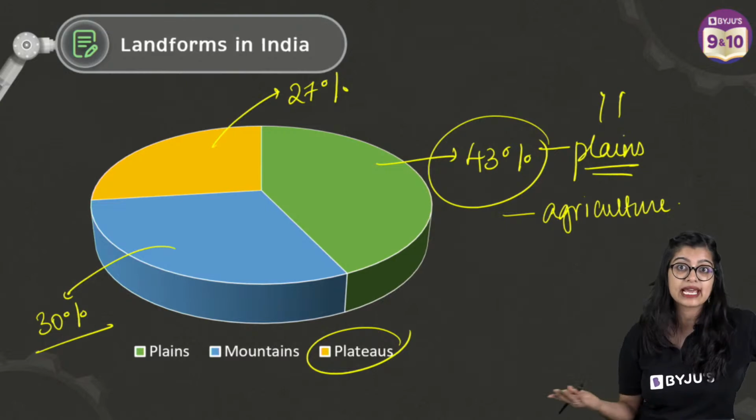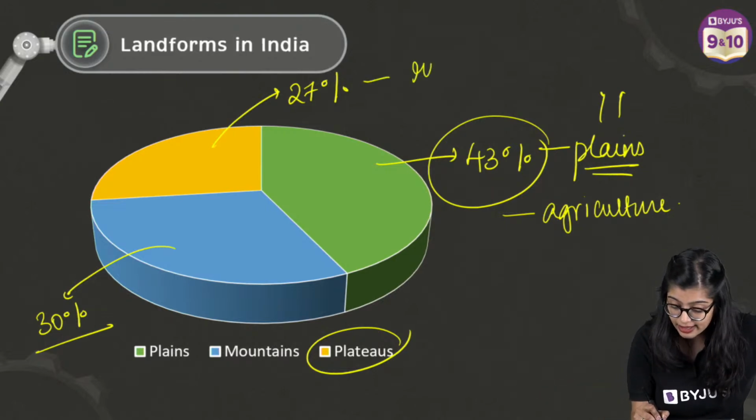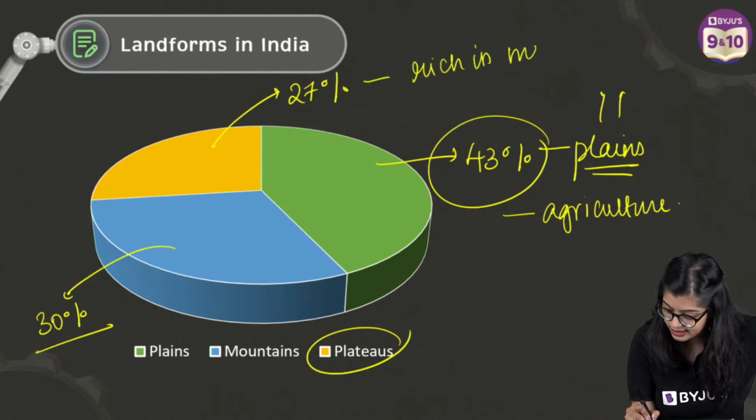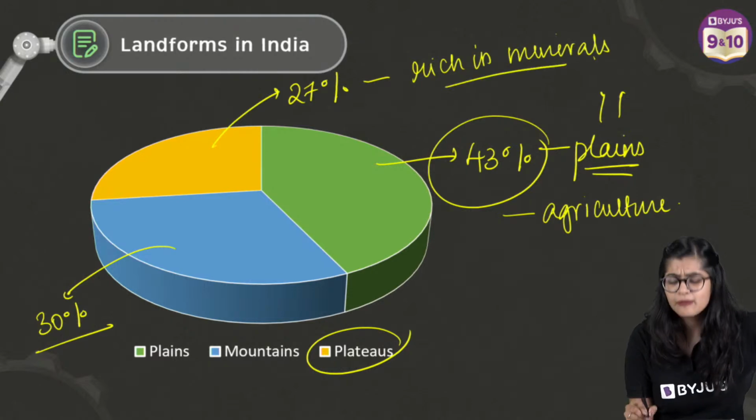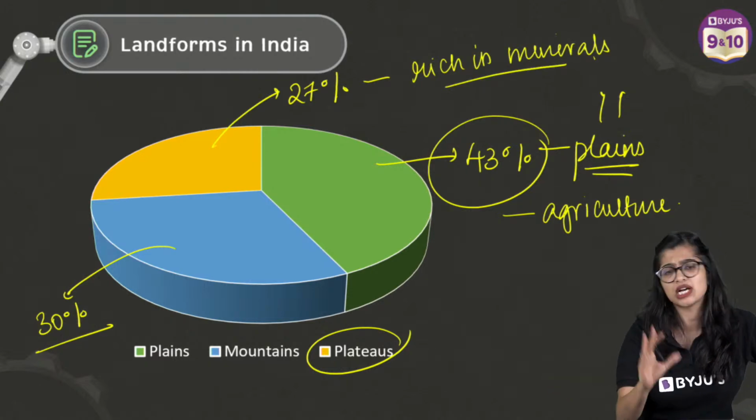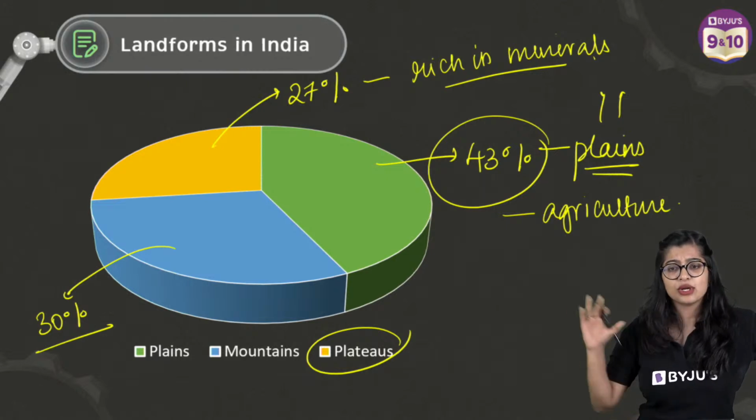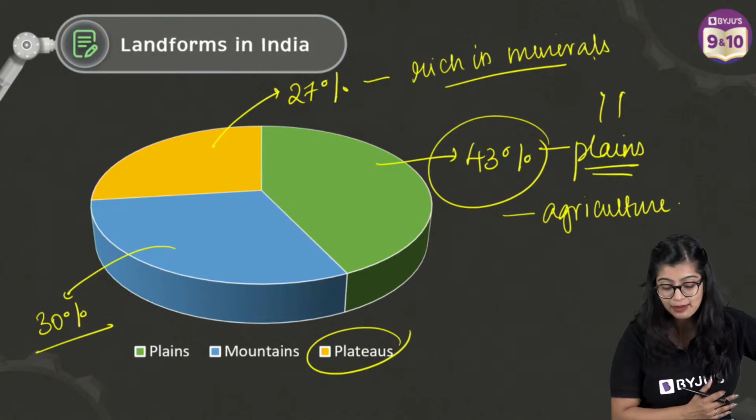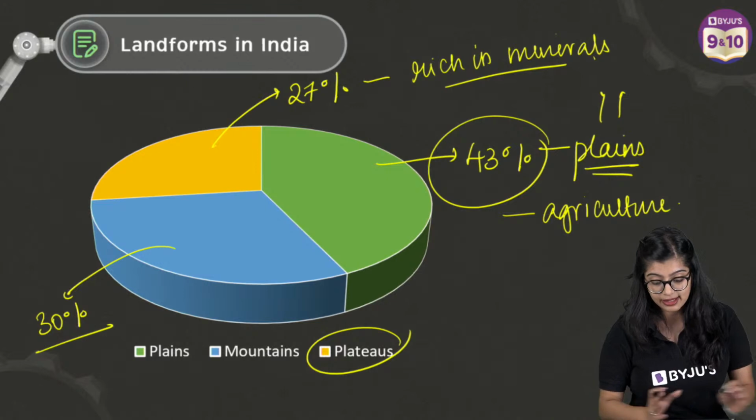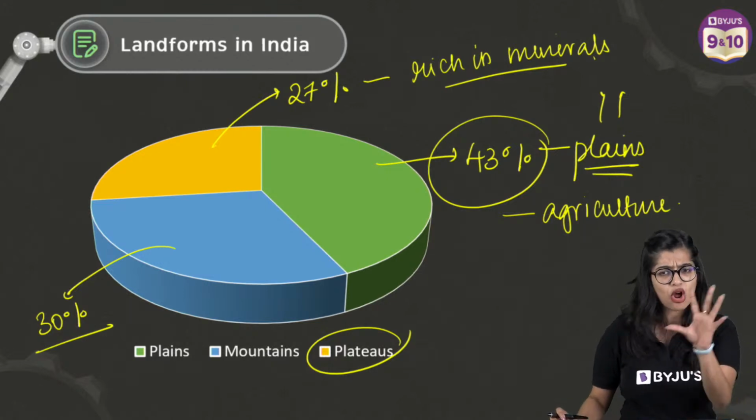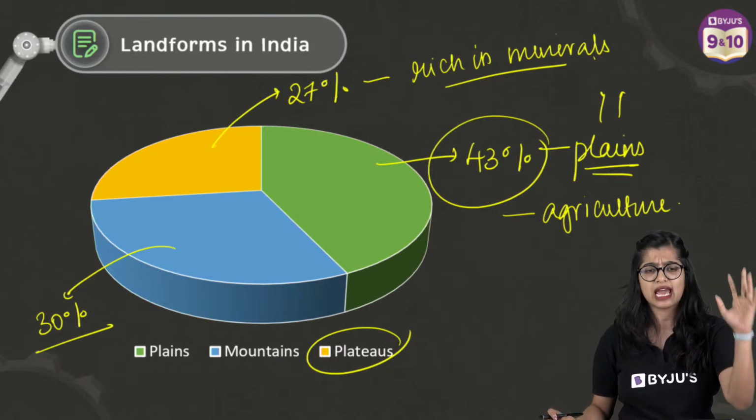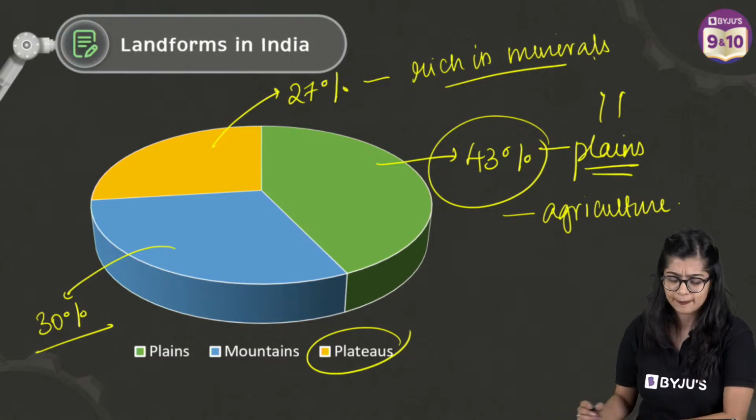So in our case, we have the Deccan Plateau. And we know that it is rich in minerals, it has various forests, various resources that we get just from the plateau region, right? So in all of these cases, we see that broadly the landforms are divided in this manner, right? Broadly we can say we have plains, we have mountains, and we have your plateau region.